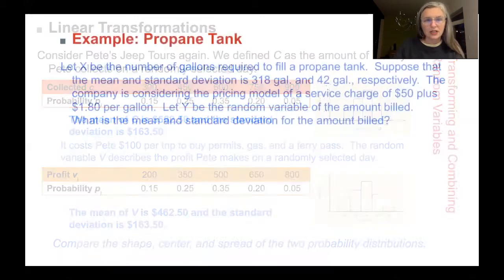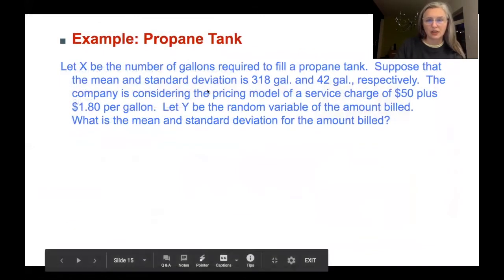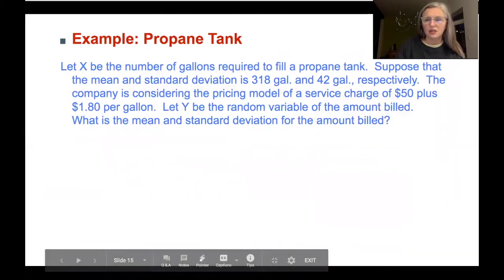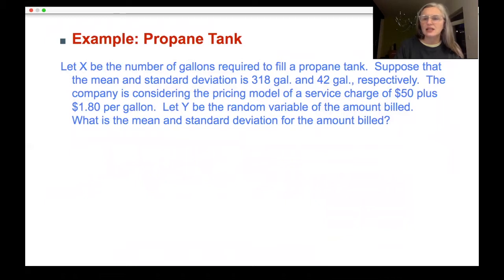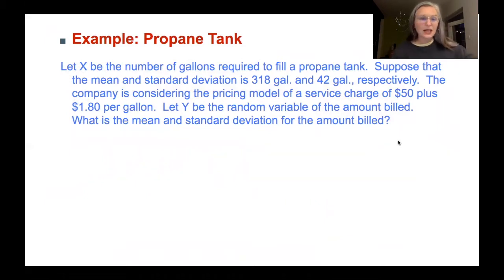All right, so let's look at another one. It says, let X be the number of gallons required to fill a propane tank. Suppose that the mean and standard deviation is 318 gallons and 42 gallons respectively. The company is considering the pricing model of a service charge of $50 plus $150 per gallon. Let Y be the random variable of the amount billed. What is the mean and standard deviation for the amount billed?